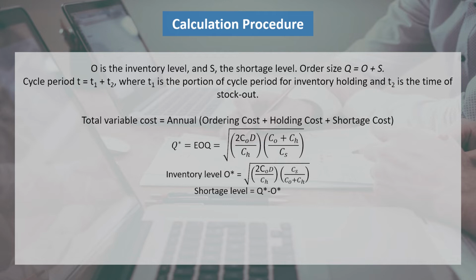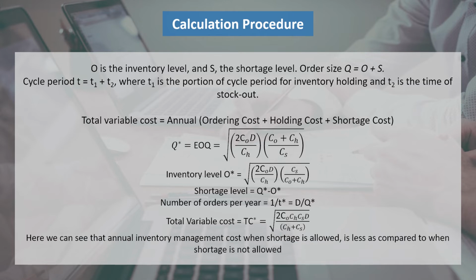For calculating the shortage level, you can find the value of Q star and also the value of O star. How do you calculate the number of orders per year? It is taken as 1 upon T star, the cycle period, which is equal to D upon Q star. Now the total variable cost in this situation will be TC star, that is the square root of 2 CO CS into CS D upon CH plus CS.